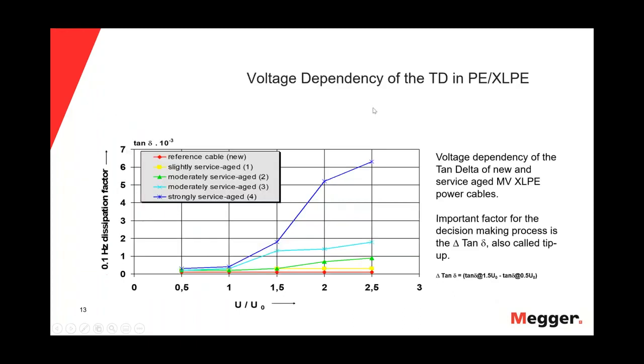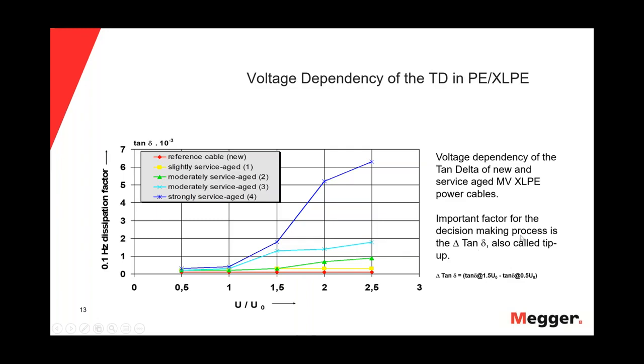This is the voltage dependency of the tan delta. Just like we were discussing a minute ago, this is on time. If you look at our table here, you have the red reference cable, which is new, the yellow, which is slightly service aged, the green is moderately service aged at 2 years, moderately service aged at 3, strongly service aged. So if you look at this scale, the voltage dependency of the tan delta of new and service aged medium voltage XLPE power cables.